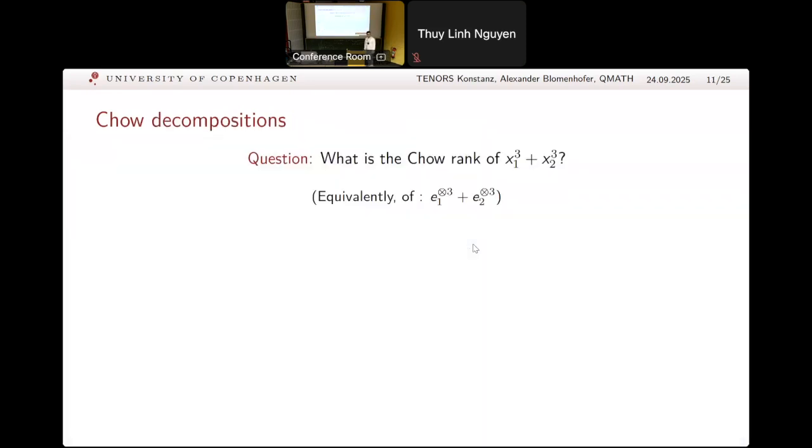All right, let's do some practical examples. What is the Zhou rank of x1 cubed plus x2 cubed? In polynomial notation, in tensor notation, this would be e1 tensor 3 plus e2 tensor 3.